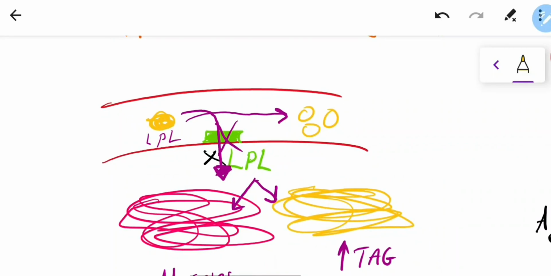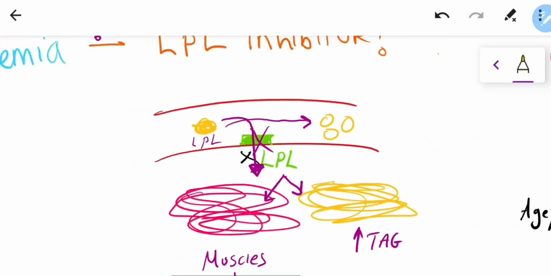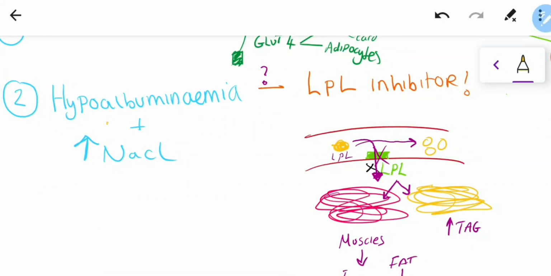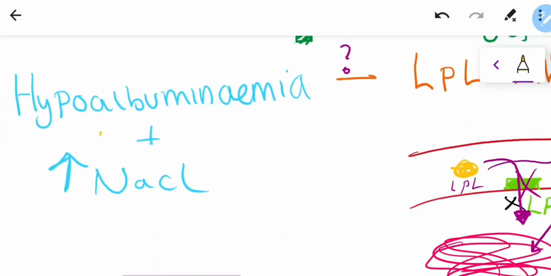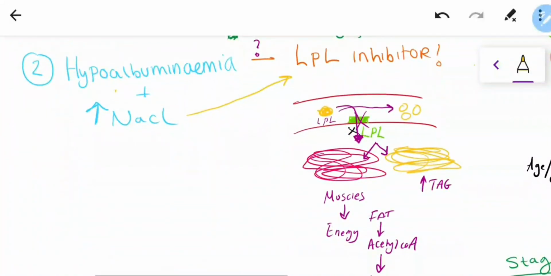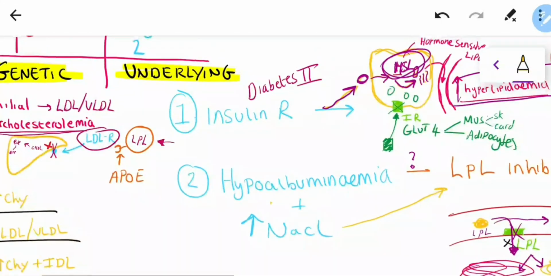And so what does that cause? It causes hyperlipoproteinemia again. Alongside that, the same thing happens with sodium chloride, i.e., a high salt diet, LPL inhibition.